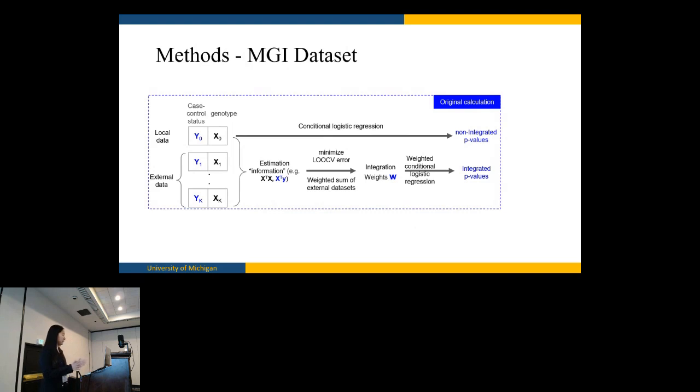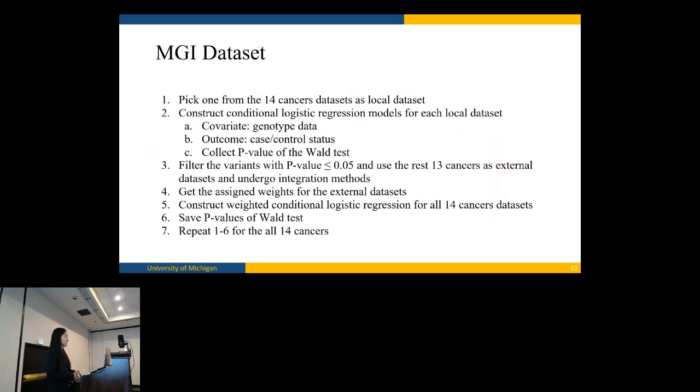And so this is our pipeline for both the integration method and the non-integration methods. We pick one from the 14 cancer data sets as the local data set, and then construct conditional logistic regression models for each local data set. We collect the p-value of the Wald test, and we call this p-value the non-integrated p-value. And then we filter the variants with p-value less than 0.05, and then use the remaining 13 cancers as external data sets and undergo the integration methods.